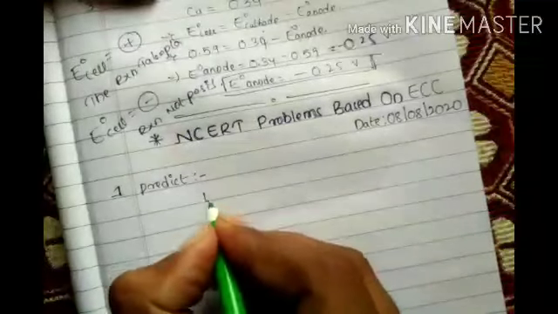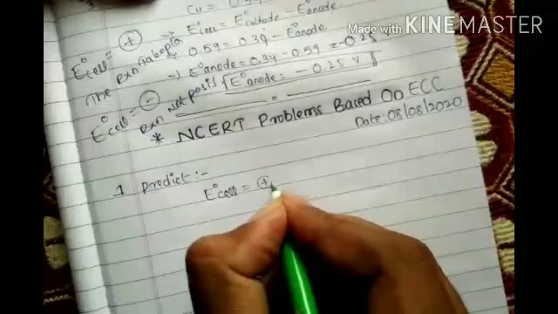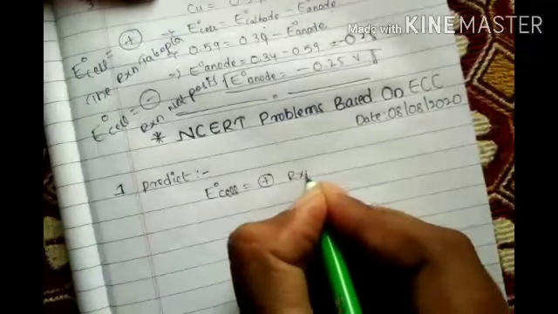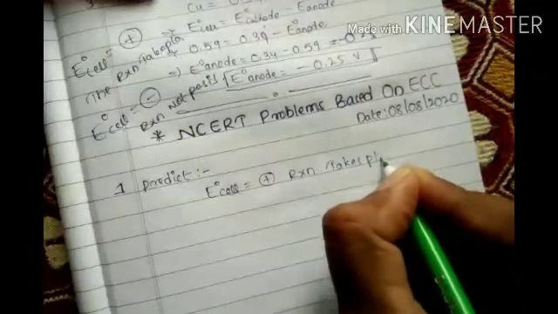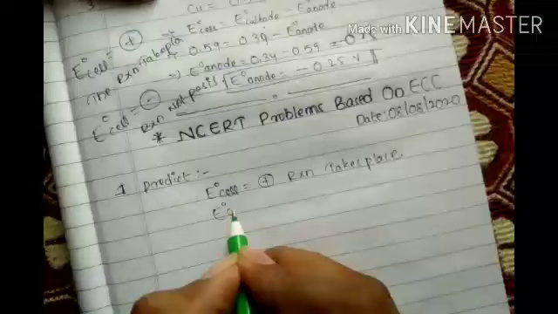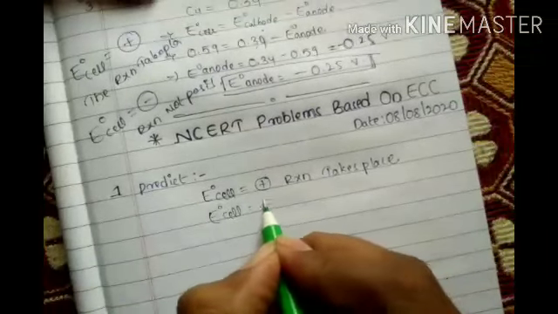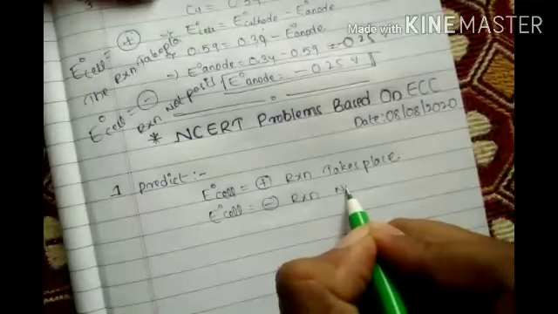Better to take here: E naught cell is positive, reaction takes place. E naught cell negative, reaction not possible.